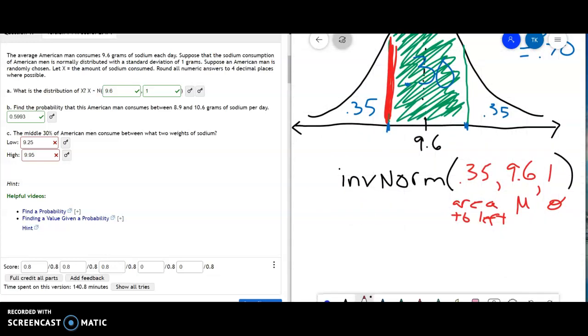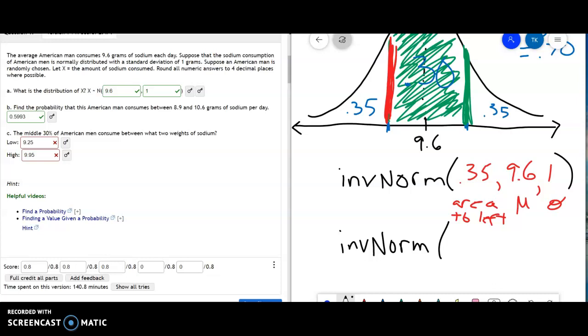Okay, that's for the first red line. Now, let's use green for this other line. I'm going to use inverse norm, and I need to tell it 3 values: area to the left of that number, and then mu and sigma. So it's the area to the left that's tricky.